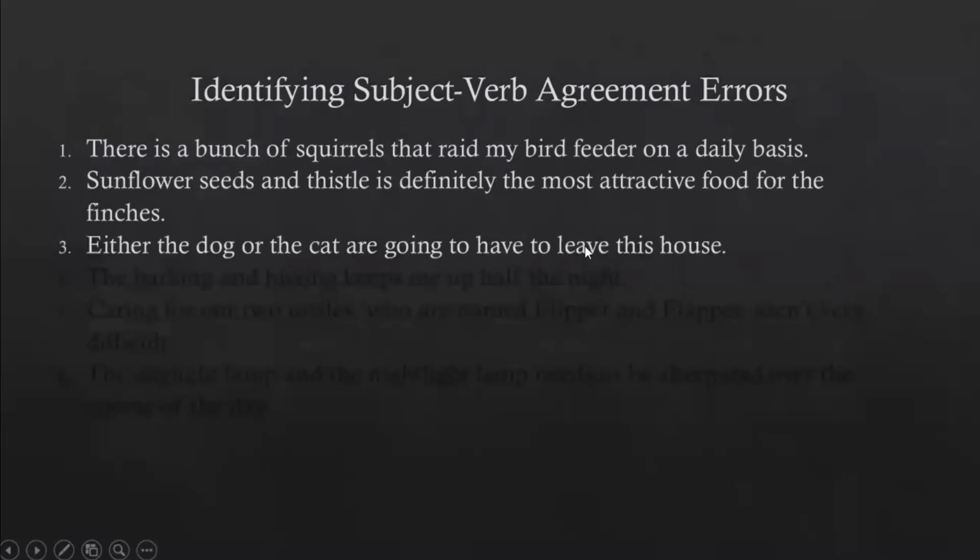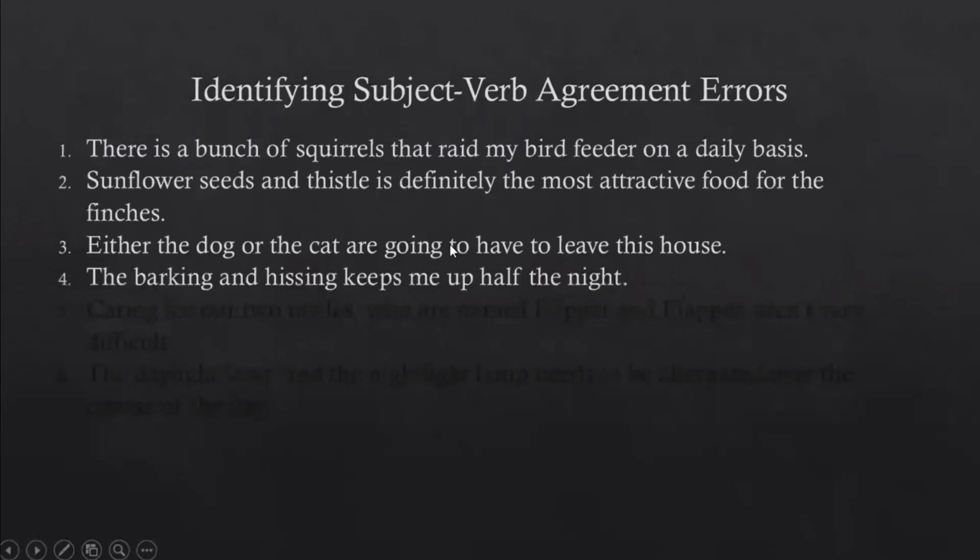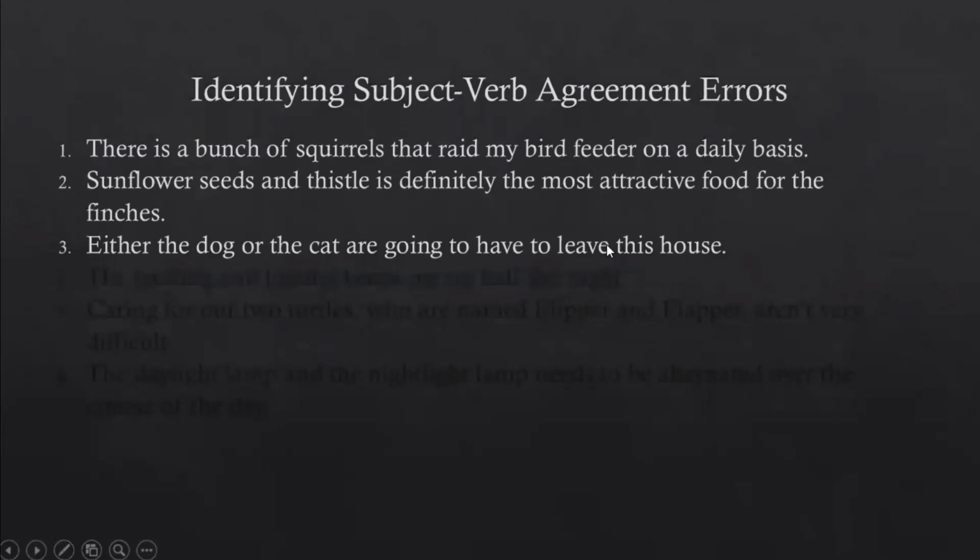We're not going to spend the whole time looking at these examples, but I do want to make sure that you've got an idea of how this works. And this one's a little tricky, which is why I have it in here. Either the dog or the cat are going to have to leave this house. If we're looking for the verb, it would be very easy to go right here. To have or to leave. Have to leave, right? That's an interesting little string of verbs there.